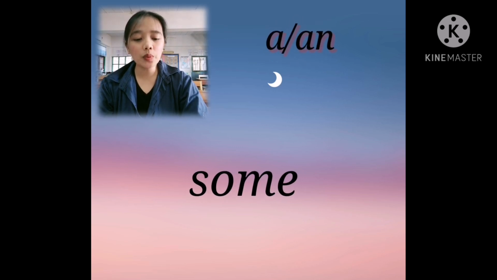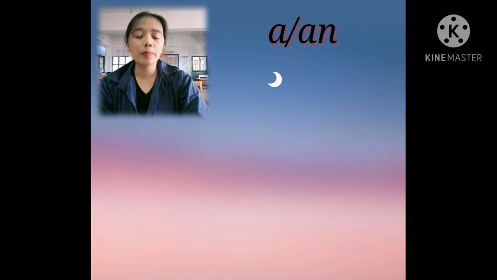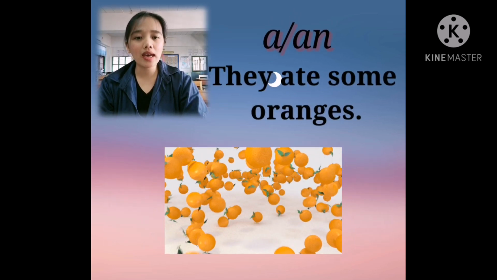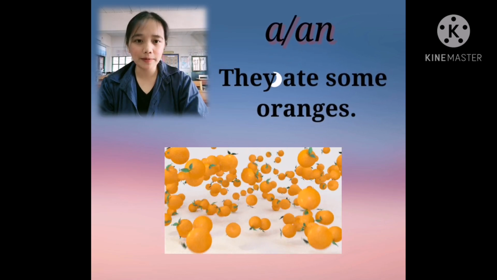As well as, we don't use it with plural countable nouns. Okay, we can count them, but they're in plural form. We cannot use a and an. Like for example, they ate some oranges.